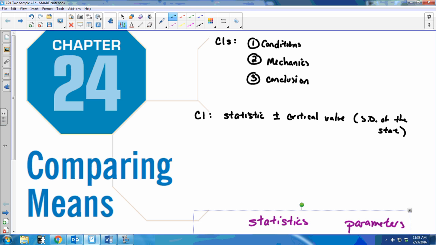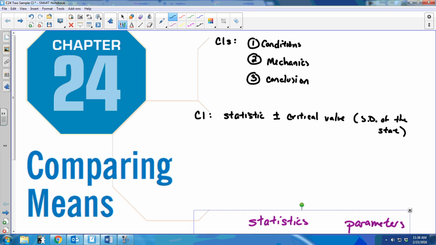If we have p, right? If we have p hat, we have to estimate, get the standard error. Same thing with means. If we had sigma, we wouldn't have to estimate. But if we don't, we have s, we have to estimate. It's fine. So here is the quote-unquote formula for our confidence interval.